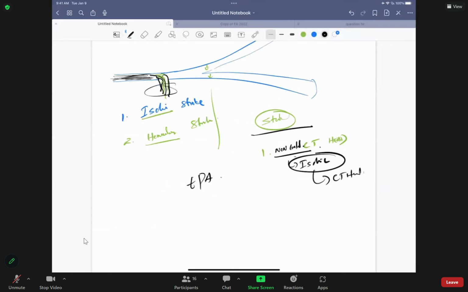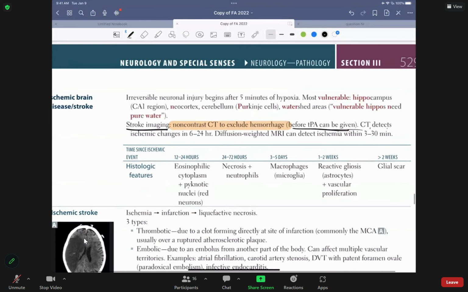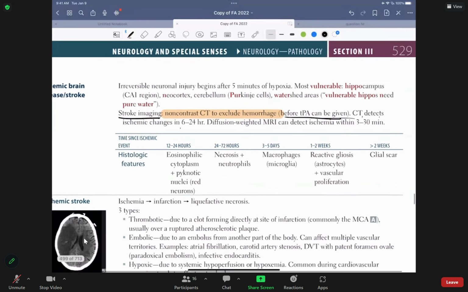What happens if you give TPA to hemorrhagic stroke patients? You will expedite their death. Why? They're already bleeding. Giving TPA makes the blood even thinner, and it will bleed even faster. Is that clear, folks? So that's the idea. So you cannot give it until you do that. Okay, that's the key.